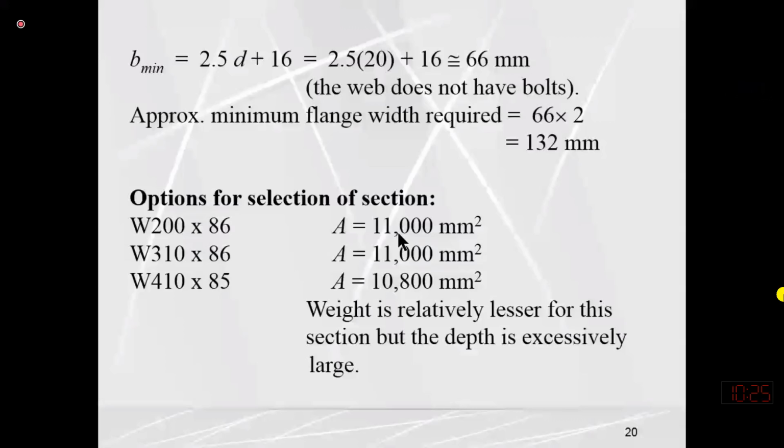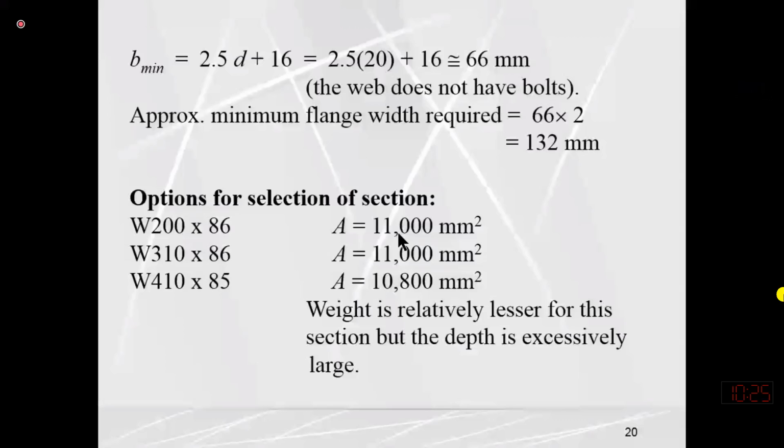Next, page number 21. On page number 21, all sections. Yes, I am having an option in this second group, third last section, W250 into 89, having area 11,400. You can write it for the time being.